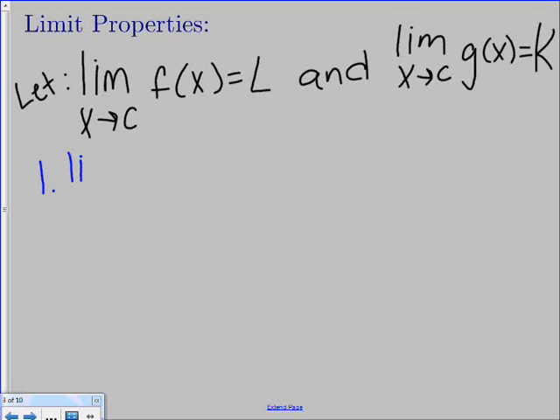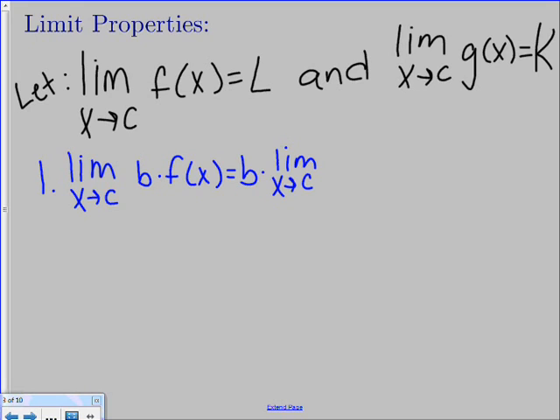So the limit of x approaching c for some constant b times the function f of x is the same thing as pulling the b outside of the function. So since the b is a constant, we'll just pull it outside and deal with it at the end. So we get b times the limit as x approaches c for f of x, and that's just going to be equal to b times L. So really you just multiply the constant by the limit at the end.